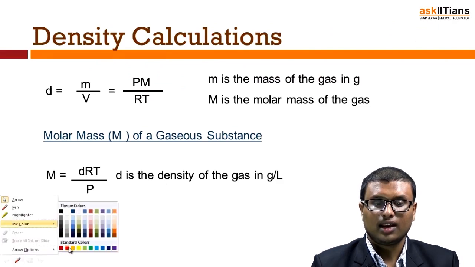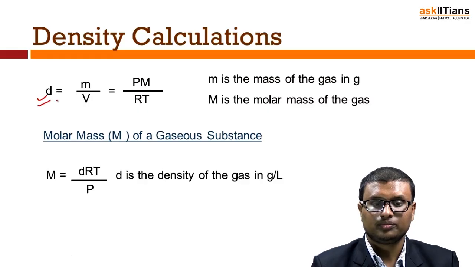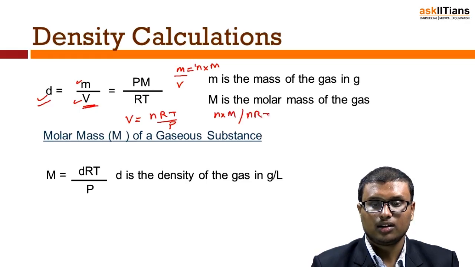Now, we can calculate one important factor, density, from the ideal gas equation. What is density? Density is nothing but mass by volume. And what is mass? Mass is related to the number of moles into its molecular weight. But what is volume? Volume is nothing but nRT by P. So when I divide mass by volume, it will be n into M by nRT by P.